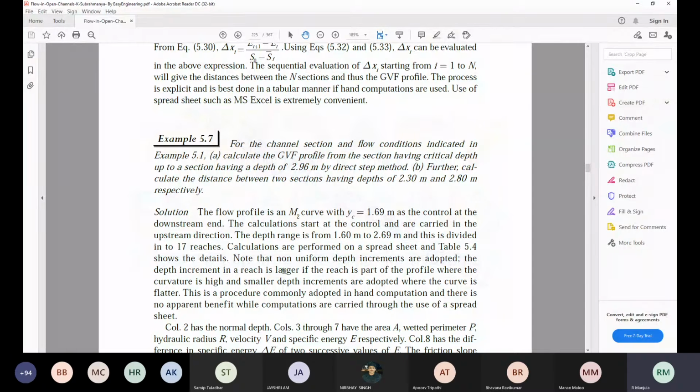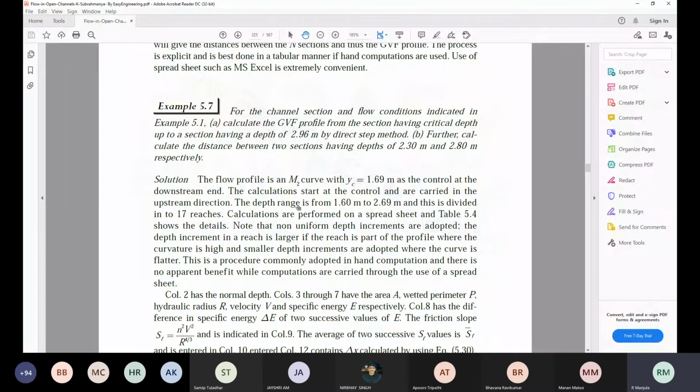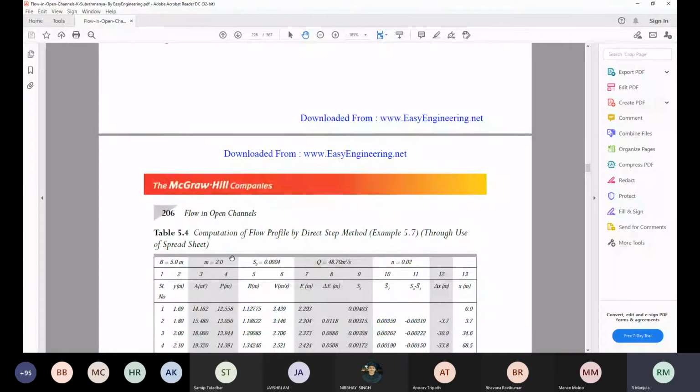And what is the depth in the downstream section? Depth is ranging from 1.69 meter to 2.96 meter, and you can divide this into 17 reaches. So that is the total depth range. If you are dividing this into 17 reaches, calculations are performed in a sheet and it is shown in the table. So you will see the table first, then we'll come back here.